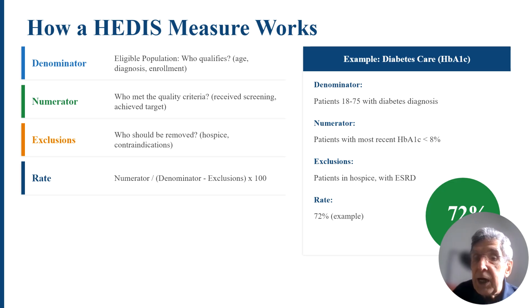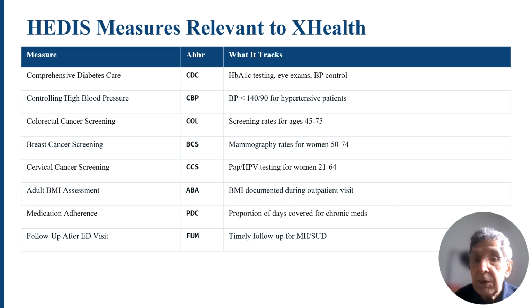So the rate is the final calculation: numerator divided by denominator minus the exclusions, multiplied by 100. In our example here, 72% of eligible diabetic patients had their hemoglobin A1C under control. This denominator-numerator-exclusion-rate pattern is universal across HEDIS. Once you understand it, you can translate any HEDIS measure specification into a SQL query.